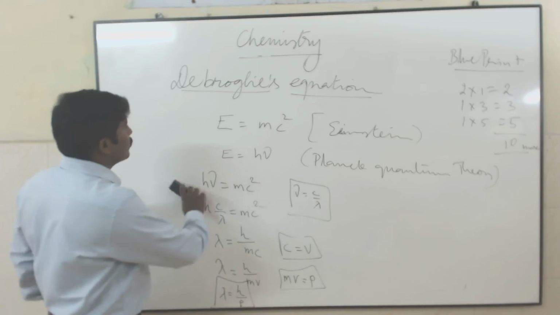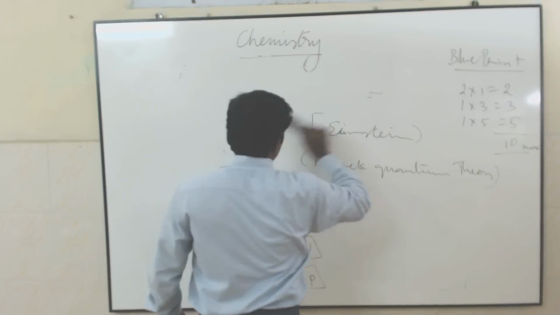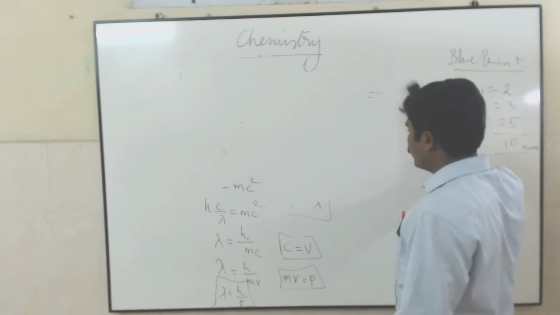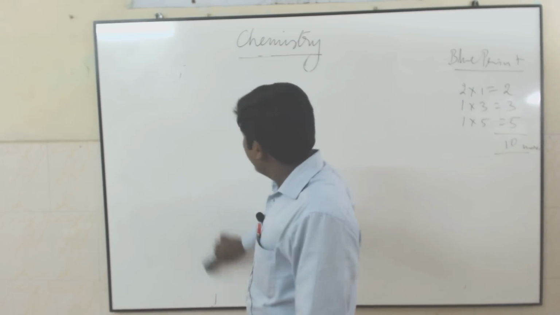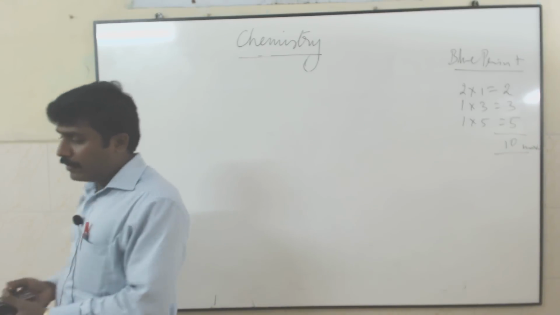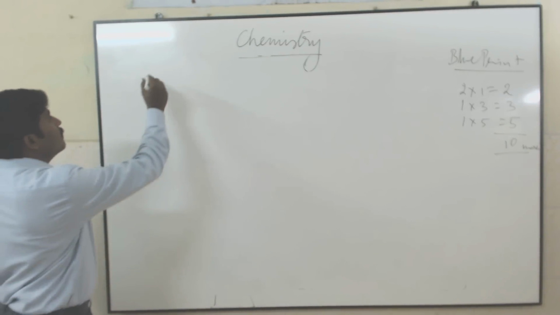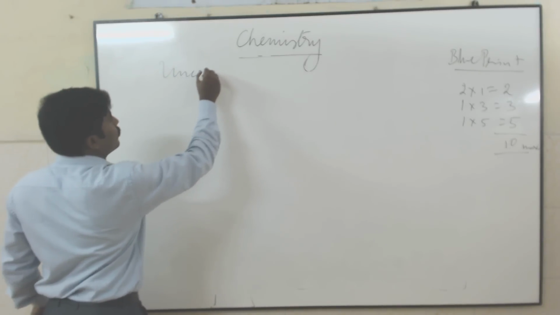The next one is, after De Broglie's equation, this is one important 5-mark question. Next very important 3-mark question in this lesson, Heisenberg uncertainty principle.